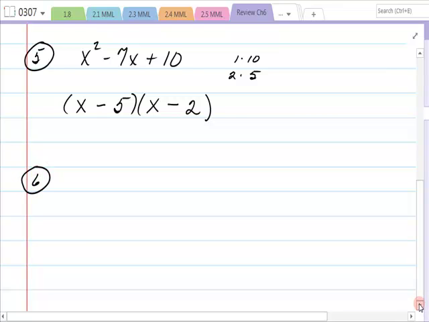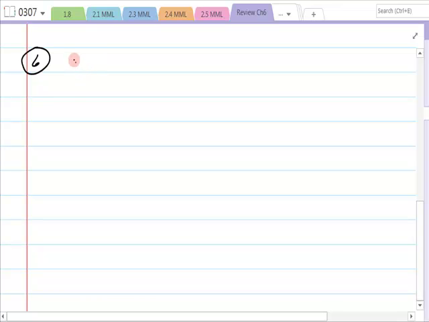Number 6. I have x squared minus x minus 48. Is there a common factor? No. 3 terms, trinomial, trial and error. Tell me about the signs in this one. Positive and negative. When the last sign is negative, it doesn't matter about anything else, you've got 1 plus and 1 minus.